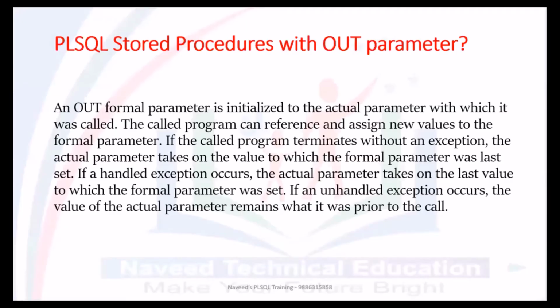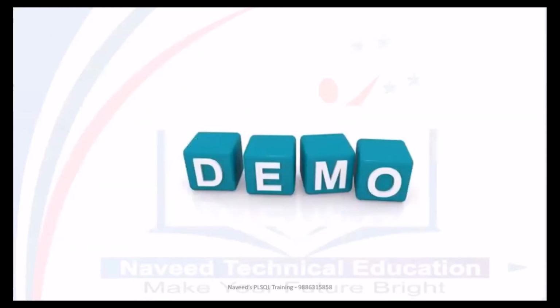Coming to the OUT parameter, an OUT formal parameter is initialized to the actual parameter with which it was called. The calling program can reference and assign new values to the formal parameter. If the called program terminates without an exception, the actual parameter takes on the value to which the formal parameter was last set. If a handled exception occurs, the actual parameter takes on the last value to which the formal parameter was set. If an unhandled exception occurs, the value of the actual parameter remains what it was prior to the call. So let's see an example for the stored procedure with an OUT parameter.